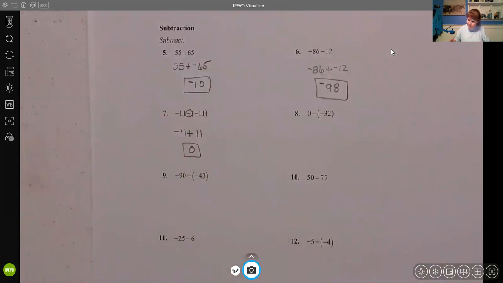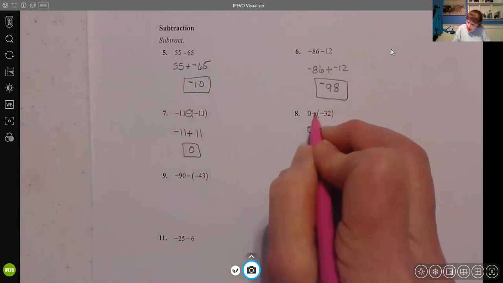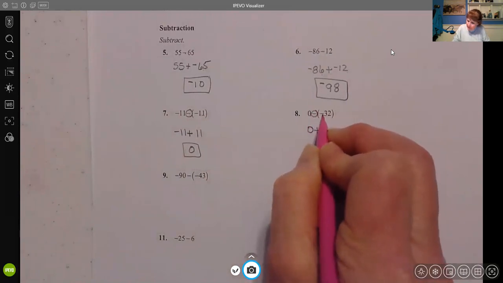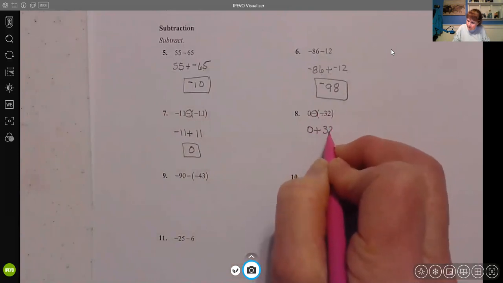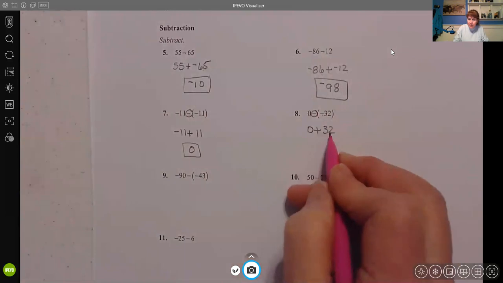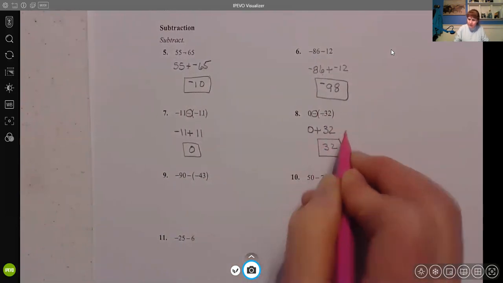Let's look at another one. I have 0. You leave the first one alone. I'm going to change that to a plus. The negative 32 becomes a positive 32. So if you have nothing and you add 32, you will have 32. Great.